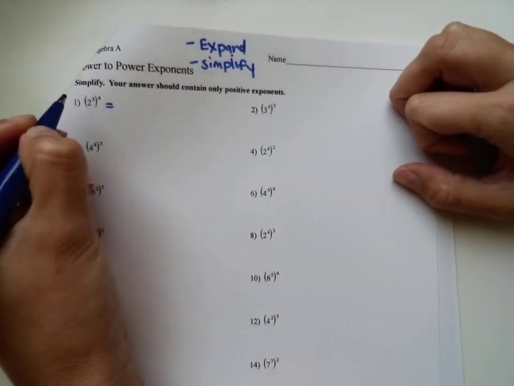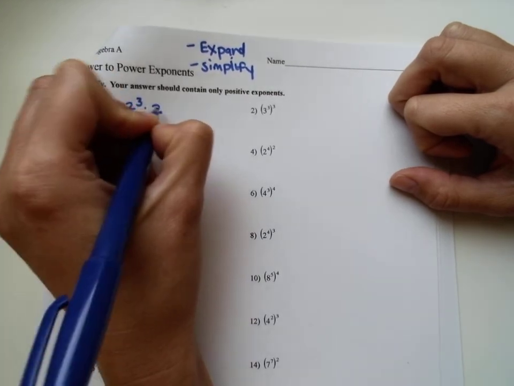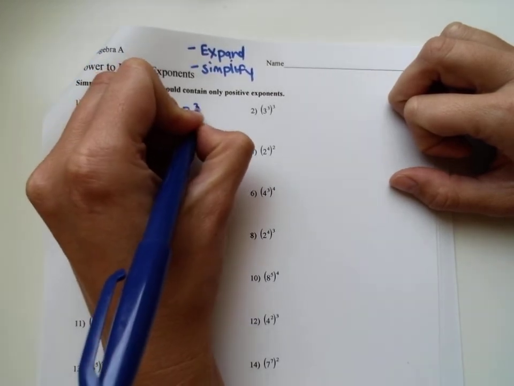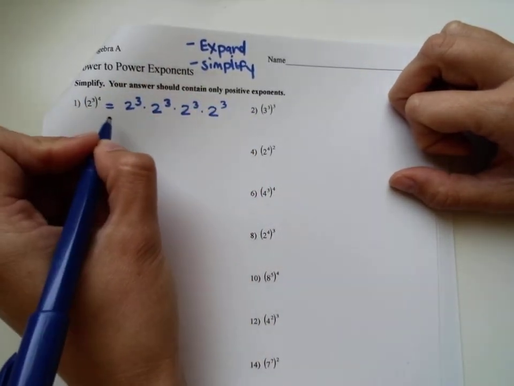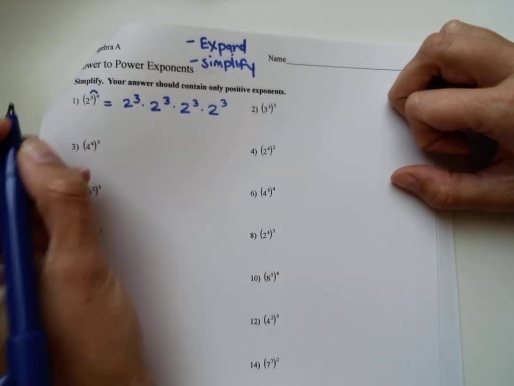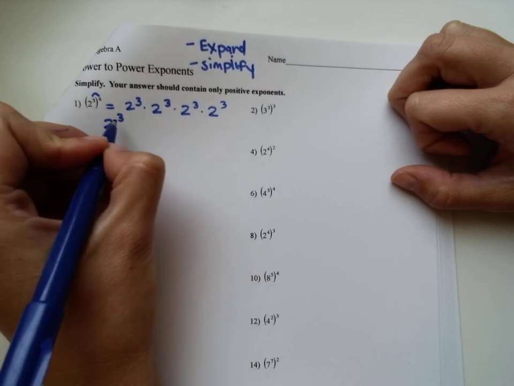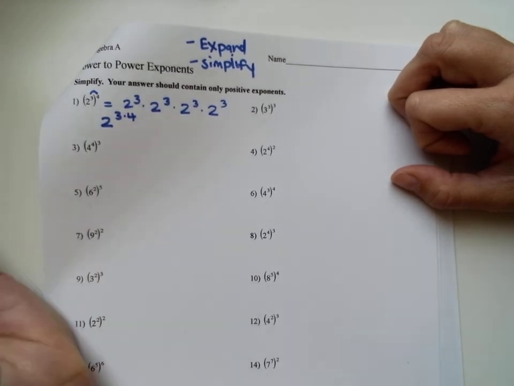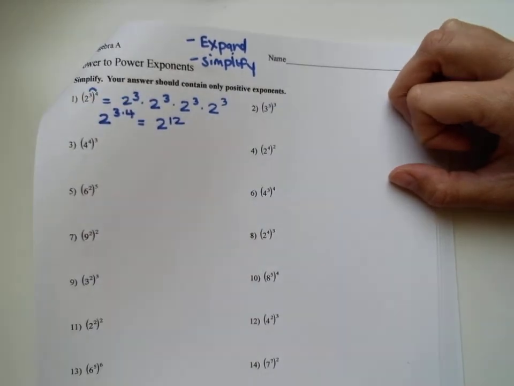So we have 2 to the third to the fourth power, so that's 2 to the third 4 times. And rather than writing 2 times 2 times 2, 4 times, let's just use our little shortcut that we talked about. So that's 2, and then we have the power of 3 times the power of 4, which is 2 to the 12th power.